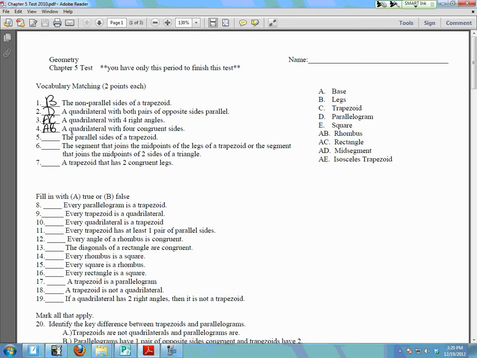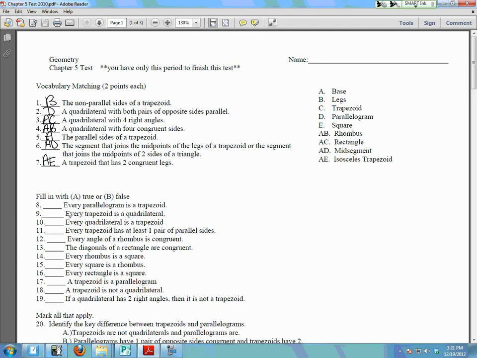Okay, number five, the parallel sides of a trapezoid. That's going to be your bases, A. The segment that joins the midpoints of the legs of a trapezoid, or the segment that joins the midpoints of two sides of a triangle, that's AD, a mid-segment. And a trapezoid that has two congruent legs, that's an isosceles trapezoid. So that's AE.